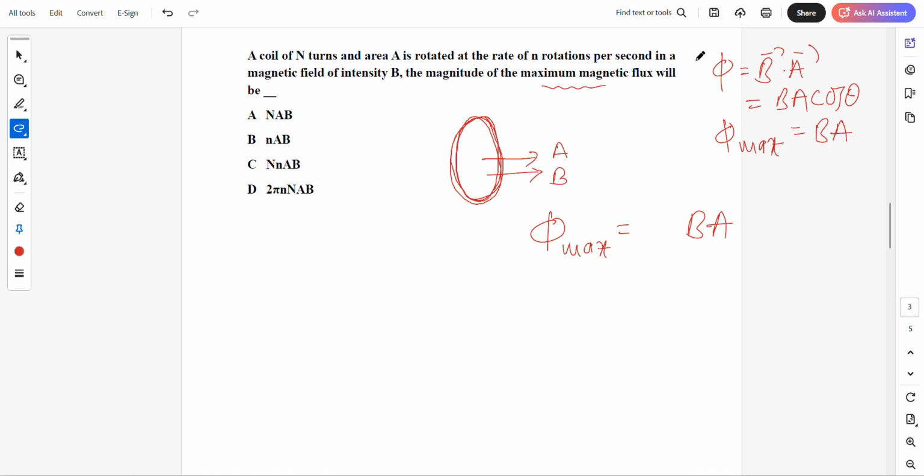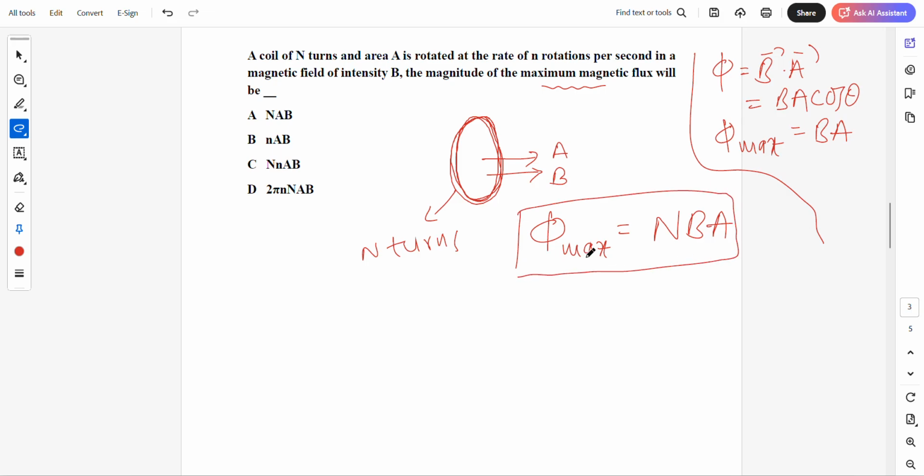Now, how many turns are there? N number of turns are there. We know that flux is maximum when theta is equal to 0 degree. Therefore we have written B into A. Here n turns are there, therefore you have to multiply by n. So total phi max will be equal to nBA. This is the right answer. Hope you have understood. Theta is 0 degree here.